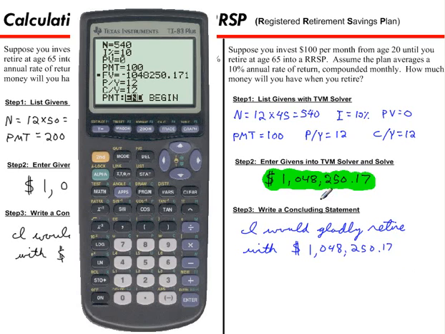Even with this plan, you're going to retire a millionaire. $1,048,250.17. And if you didn't quite get that, have a look at the givens listed here and make sure you had everything right, especially the N, the number of payments. Also make sure that you entered everything into the TVM solver correctly to get $1,048,250.17.